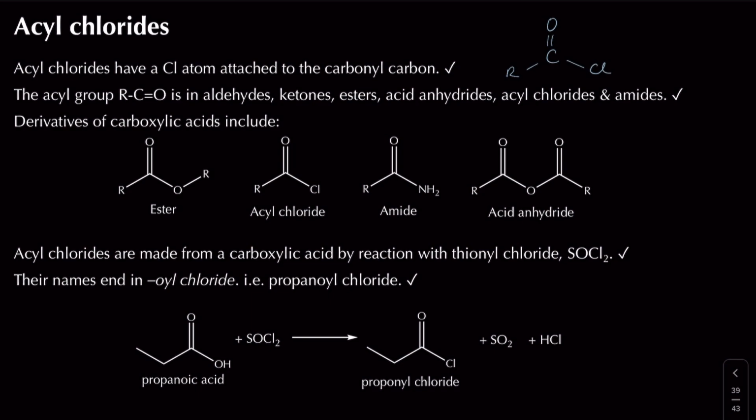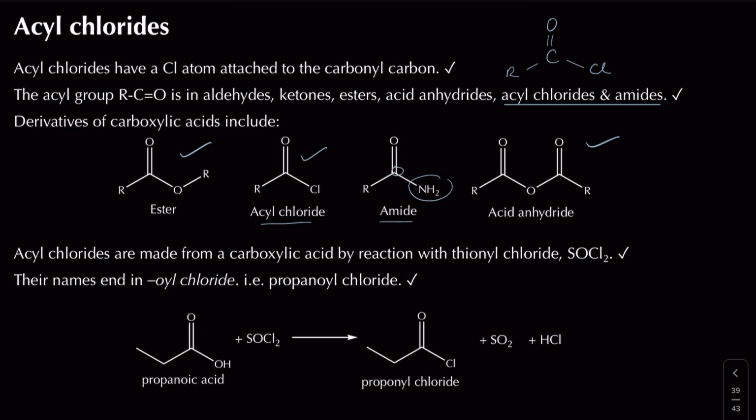Now, this acyl group, you've seen it before in aldehydes, ketones, esters, and acid anhydrides. But today, we're specifically going to look at acyl chlorides, and then we're going to touch on how to make amides as well. Now, an acyl chloride is an example of a carboxylic acid derivative, and that is a substance that we can make from a carboxylic acid itself. We've already looked at two other carboxylic acid derivatives, including esters and acid anhydrides, but today we're going to focus on acyl chlorides and amides, where you can see an amide is when we have an NH2 group directly attached to the carbonyl carbon atom over here.